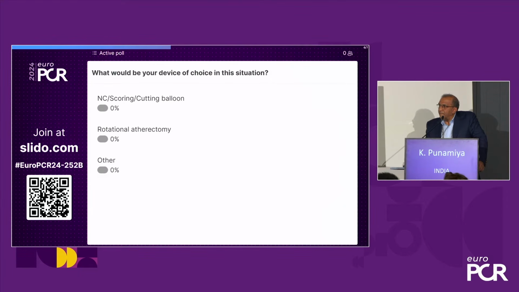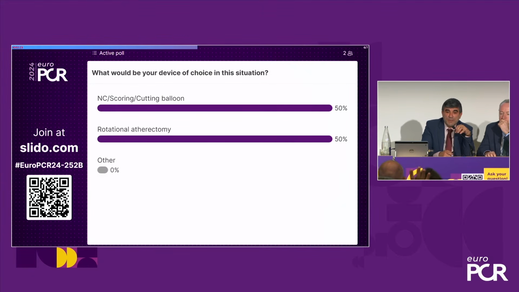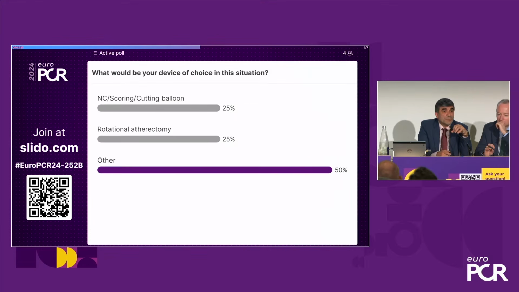So, very nice case. Mohammed, how would you manage this in your lab? Before I answer this question, I'd like to see what the audience would think. Who of you would go for scoring balloon or cutting balloon as first approach? Who would go for rotational atherectomy, which will require a special wire, which may or may not be crossed, obviously, with the microcatheter? So one hand. And any other approaches?